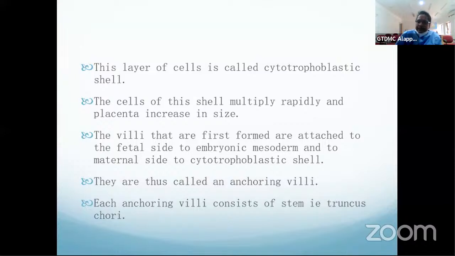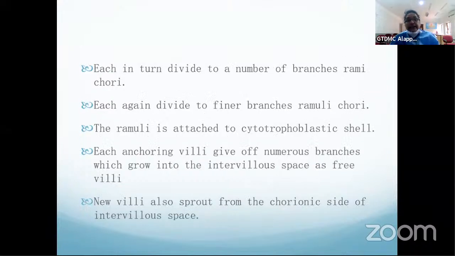Each anchoring villus consists of a stem. That single unit of villi, the base part and the whole part of the villus, is called the anchoring villus. Each anchoring villus consists of a stem, the truncus chorii, and each truncus chorii is divided into branches called rami chorii. Then each is again divided into finer branches, and these are attached to the cytotrophoblastic cells. That is, from the base it is truncus chorii, rami chorii, then ramuli chorii attached to the cytotrophoblastic cells, from the fetal side to the maternal side.